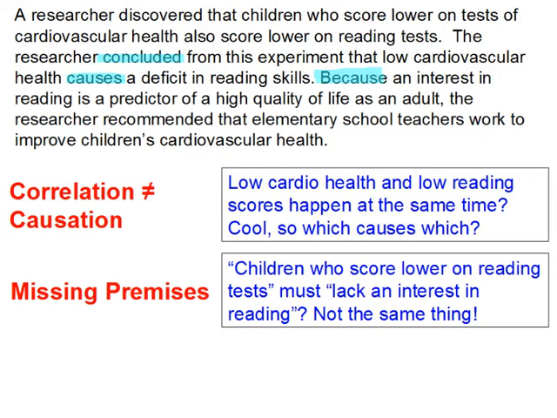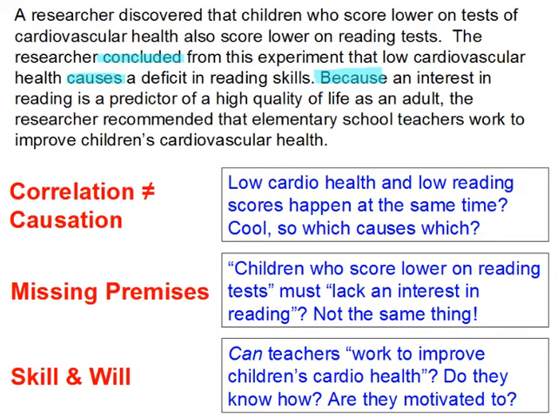Also, notice this very important difference in language, that we know that the kids are scoring lower on reading tests. But what does this have to do with interest in reading? Because they score low on the test, does that mean they're not interested in reading? These are not the same thing. That's an important omission on the author's part, or an assumption, perhaps. Also, the skill and will is a great category for just, do they have the skills to do this, and do they have the motivation to do this?